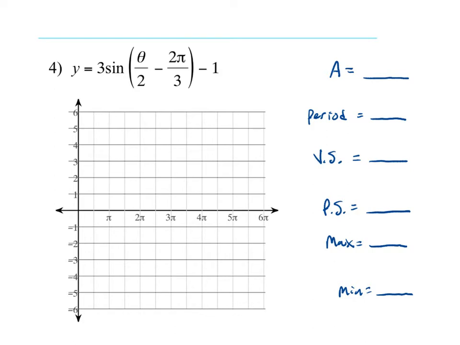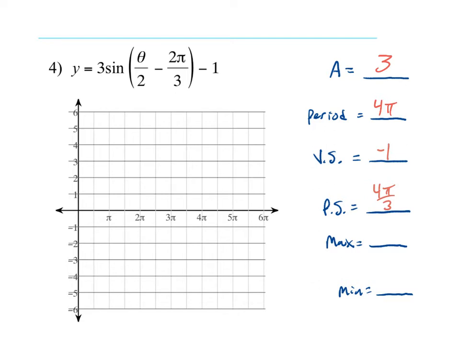So what we do is we run through and we look for the amplitude, which is this 3 in front of the sine function. Our period is 2 pi divided by k, and in this case k is 1/2, so our period is going to be 4 pi. Our vertical shift is the -1 there, so this is down 1. Our phase shift, this is going to be interesting, it's positive 2 pi over 3 divided by 1/2. So that is 4 pi over 3 when you do the arithmetic on that.